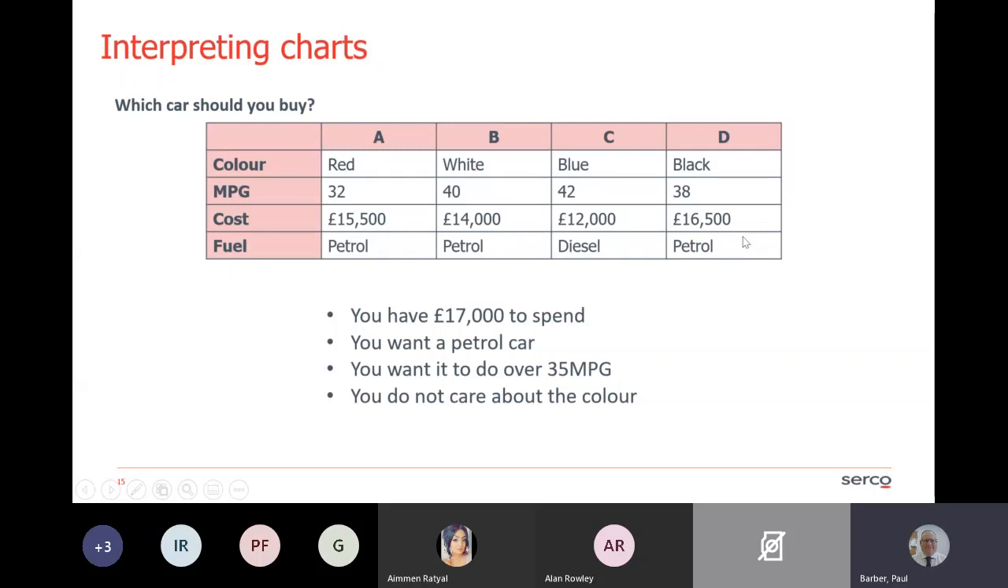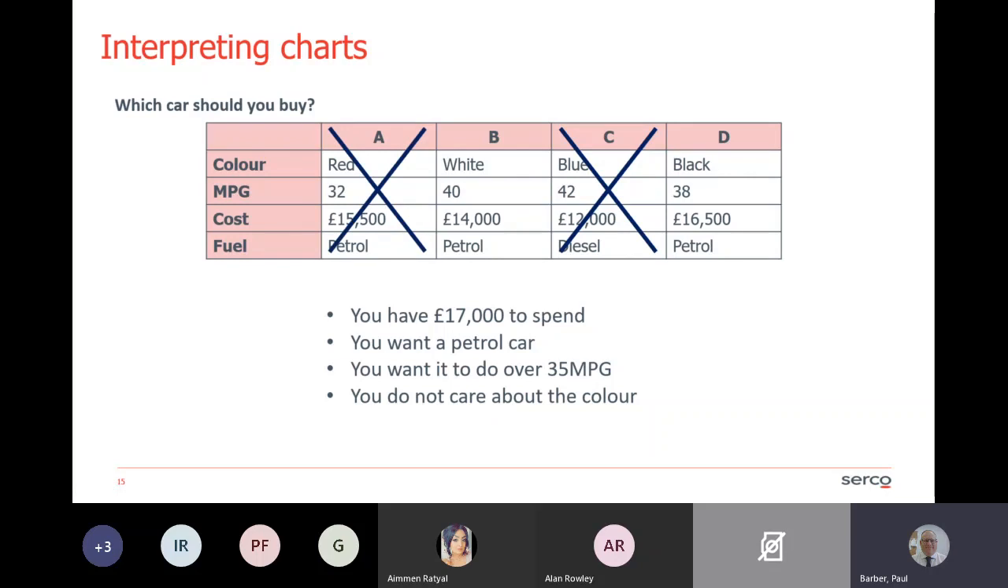Well, if we look, all of the 4 cars are under £17,000, so that's fine. You want a petrol car. Car C is a diesel, so we can cross off car C. We know it's not available to us. You want it to do over 35 miles per gallon. Well, if we look at car A, that does 32 miles per gallon, so we can cross that out. And you don't care about the colour, so it doesn't matter what they are. So actually, out of those 4 cars, there are 2 potentially that you could purchase, B or D.